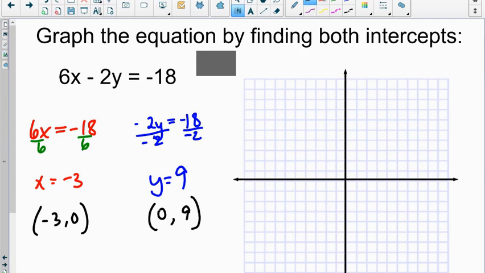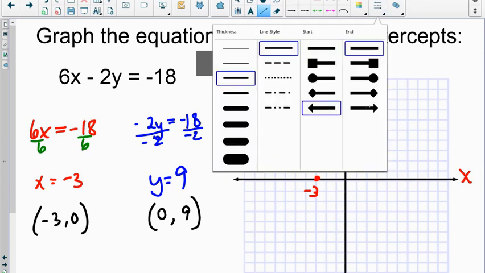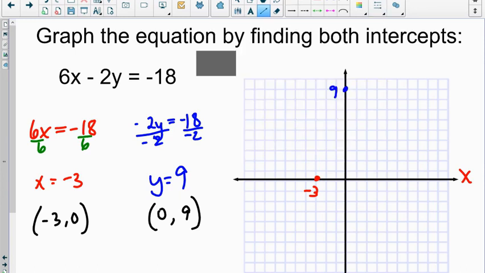So my x-intercept, I'll plot that in red. That's on the x-axis at -3, so I go 3 units to the left. And my y-intercept I'll plot in blue on the y-axis at +9. And last thing I need to do is plot my line. Going through the points. Looks like I have to adjust a little bit. And there we go. That's how you graph an equation, by finding the intercepts.